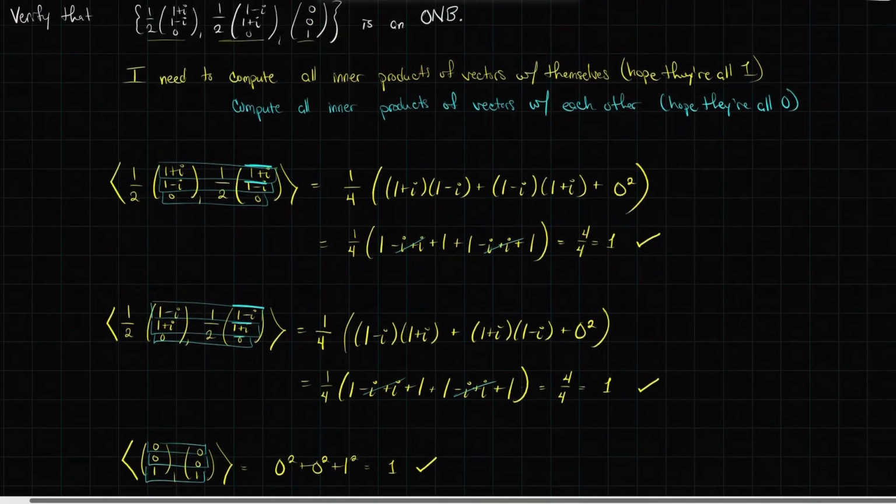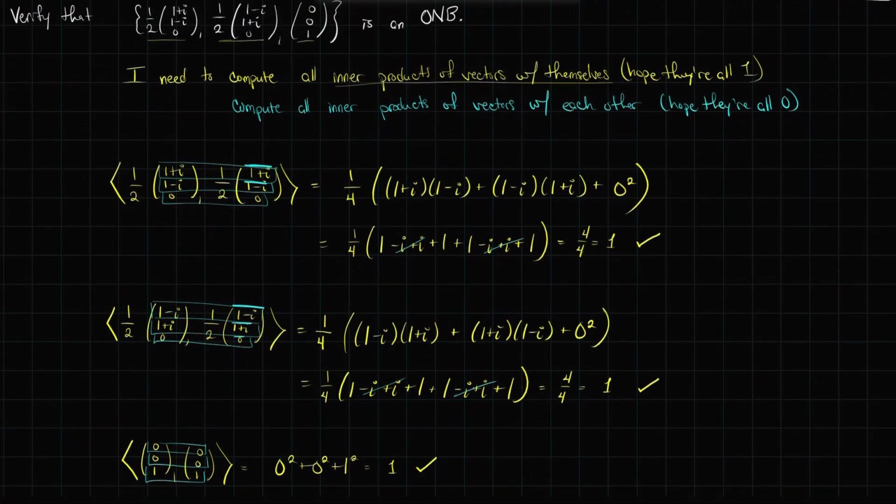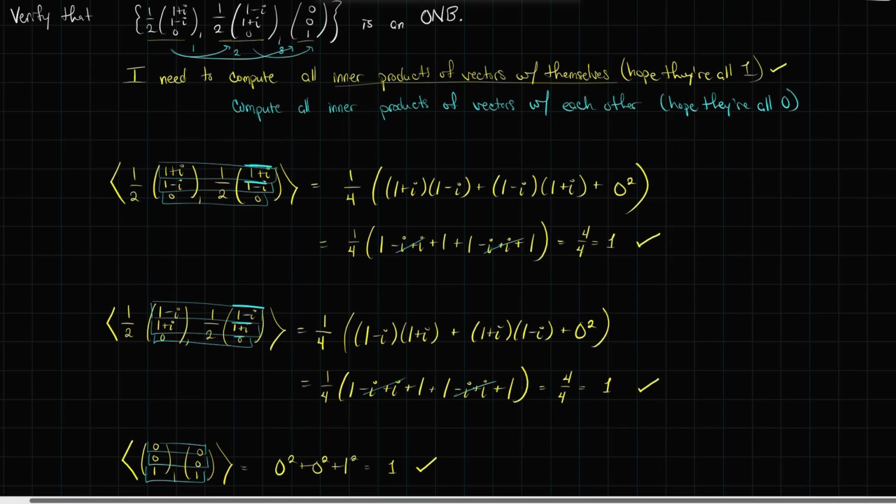So I verified all inner products of vectors with themselves, that they're all equal to 1. Now I'll need to compute all inner products of vectors with each other, and there are going to be 3 possible cases. That's because if I swap the order of the inner product, it doesn't matter if I do 2 or 3 first versus 3 or 2 first, because the complex conjugate of 0 is 0. So I'm going to be computing 3 different choices of these interactions.